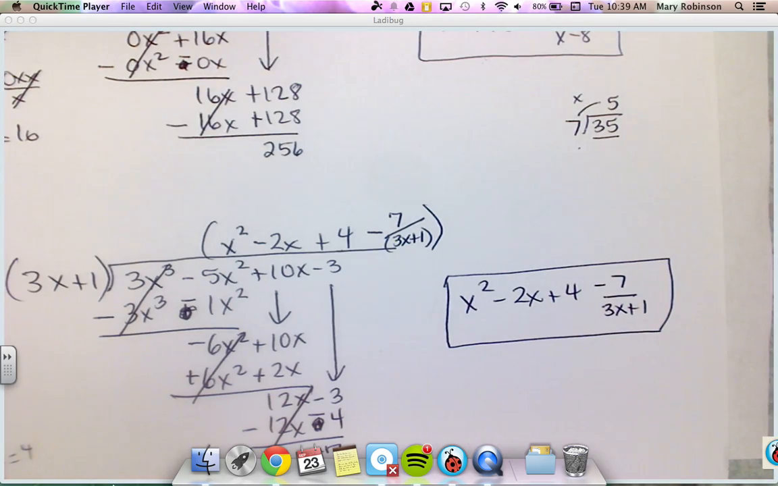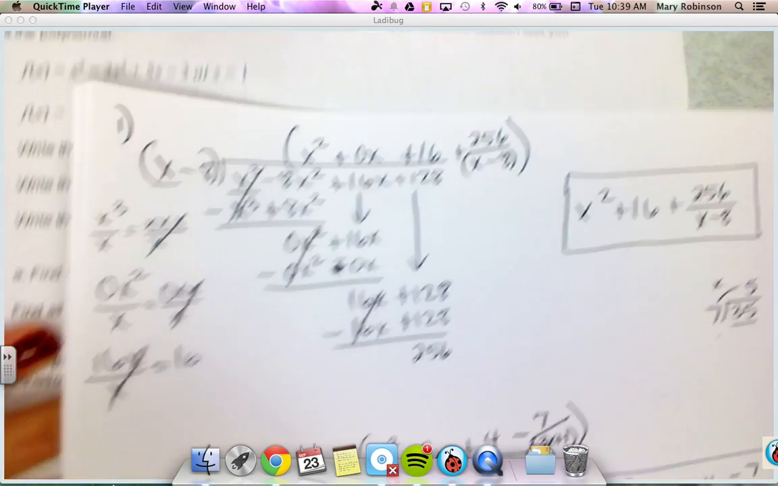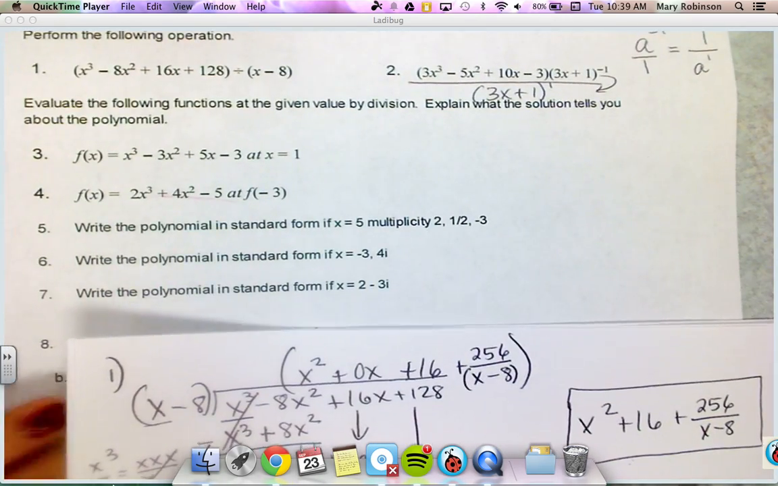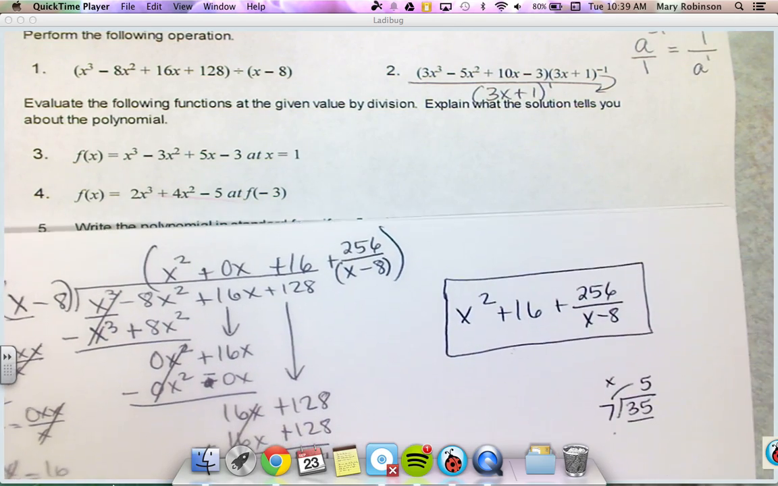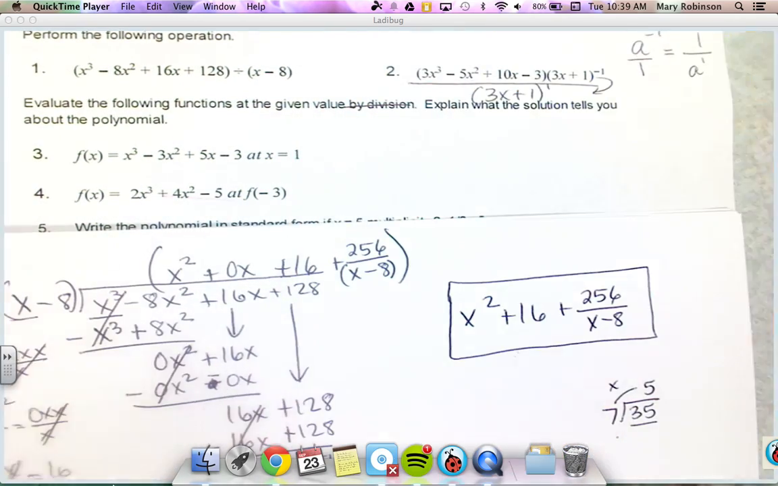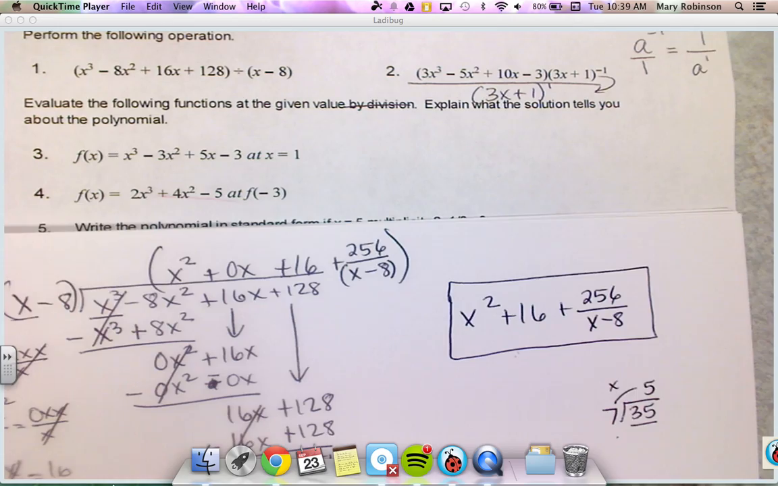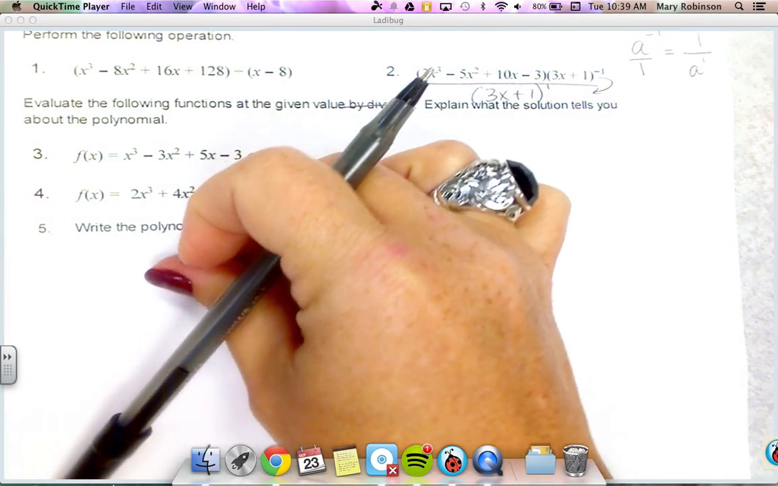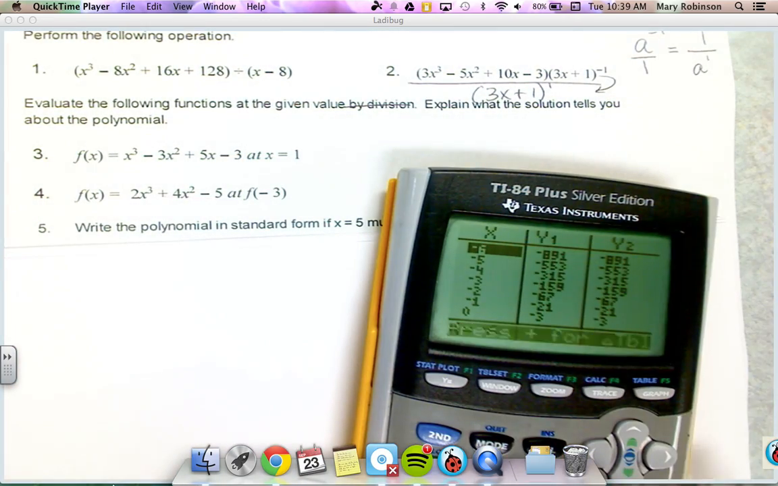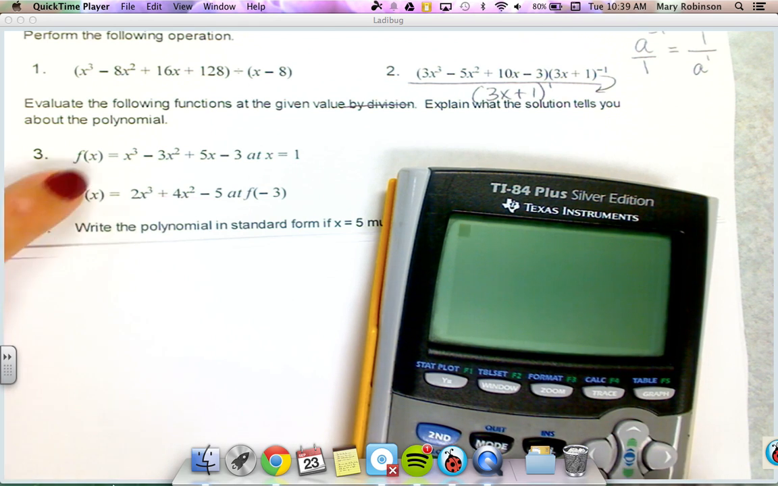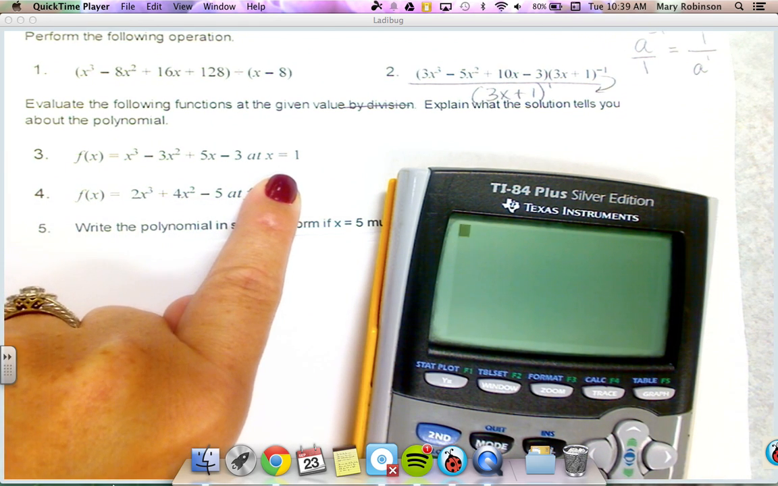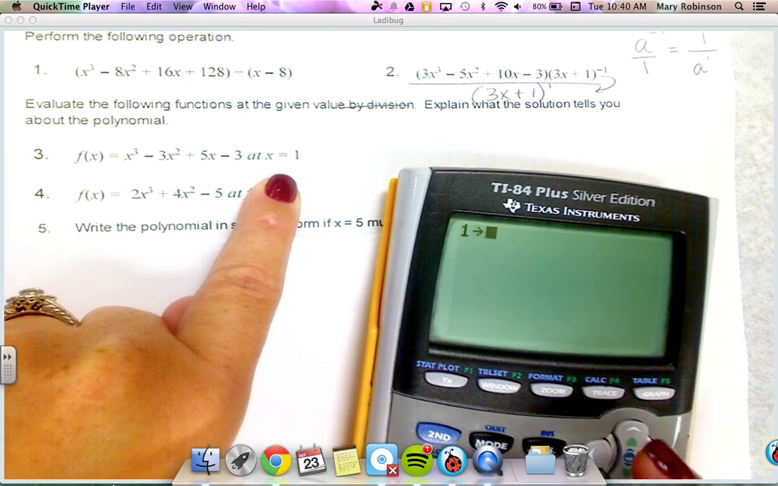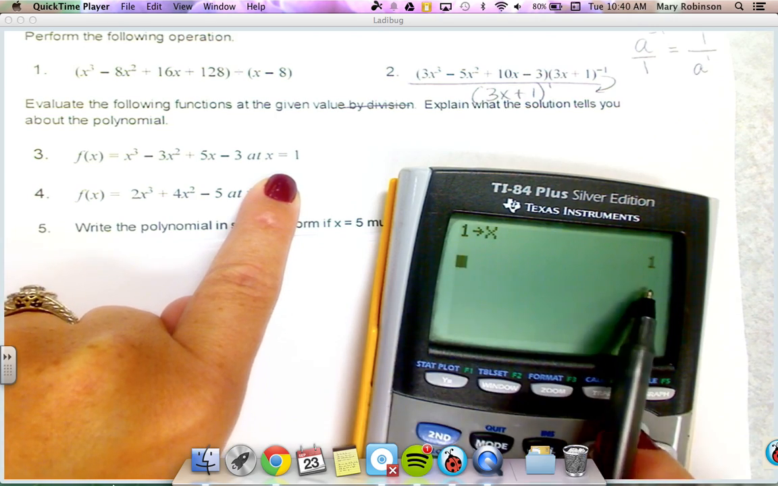All right. Now, for numbers 3 and 4, you're asked to evaluate the polynomials. It says by division. I'm not going to require division. I want you to evaluate using substitution. Remember to do that. We can simply store the value we want to evaluate in our calculator. So we're going to do 1 store as x. You do not change the number.